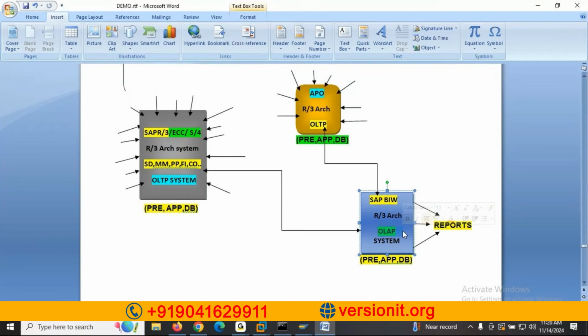What kind of system it is called as, guys? OLAP system. OLAP, not OLTP. It is OLAP, and it stands for online analytical processing system. Yes, listen to this carefully now.